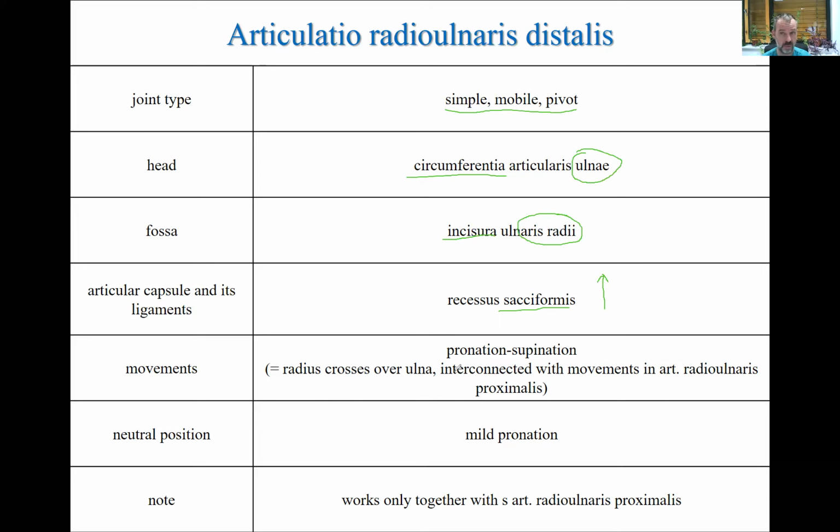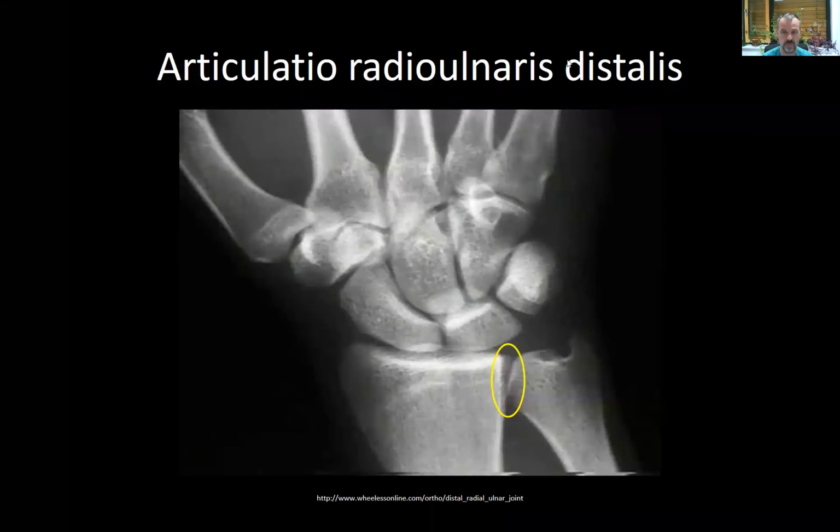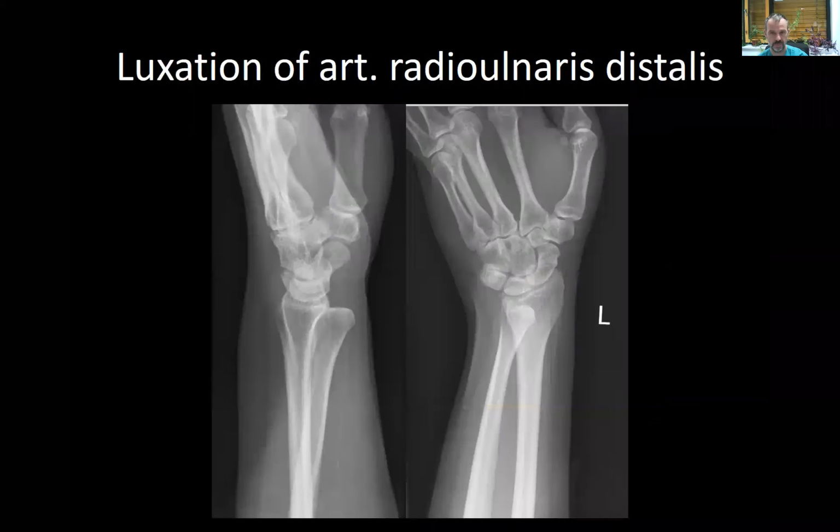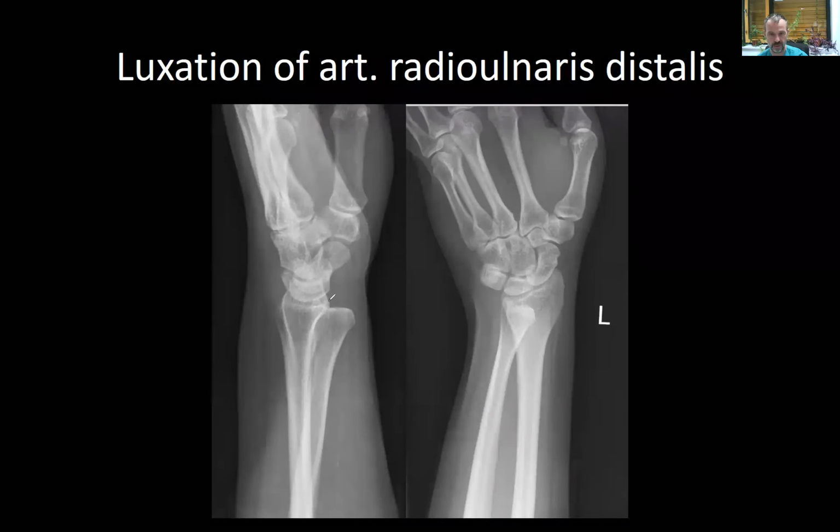Movements are the same for both joints, that means pronation, supination, and the neutral position is a mild pronation. So this is a very, very easy joint with no problem. And on this X-ray you can nicely see the joint shown here. Of course, this joint can be harmed, and you can see that the position of the bones is not correct. So here the luxation in the distal radioulnar joint is present.